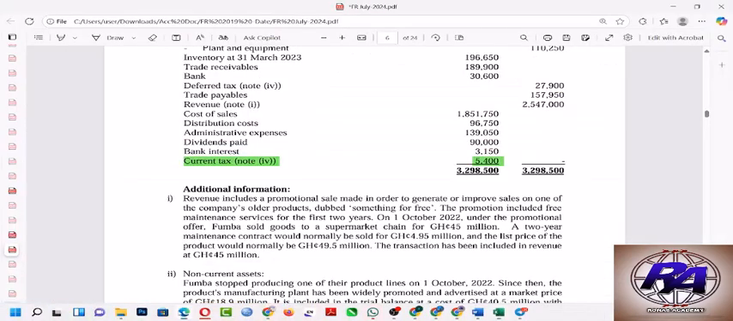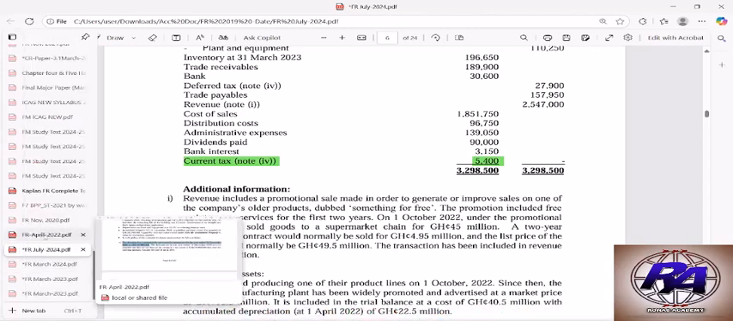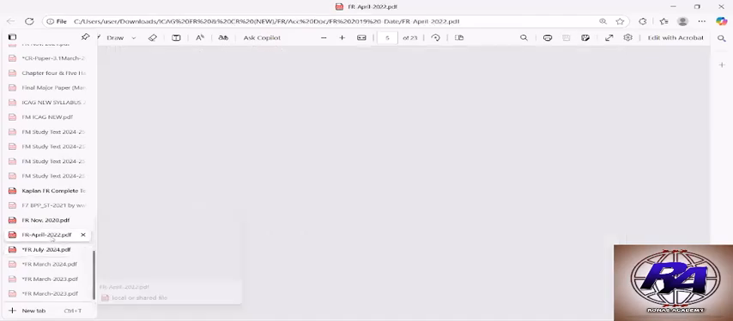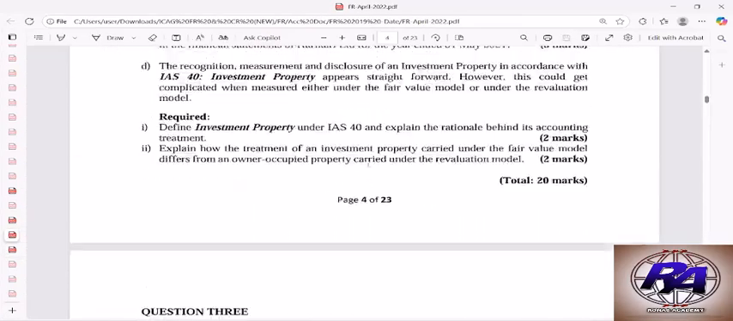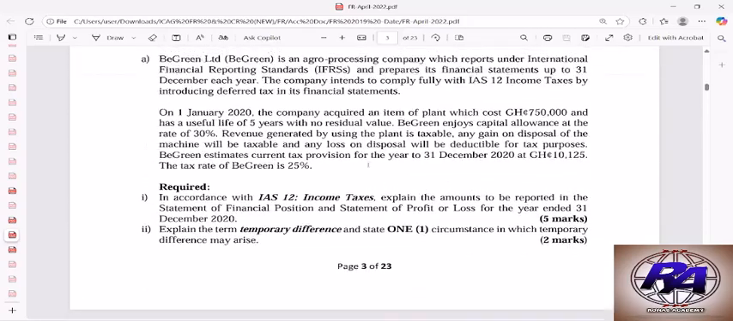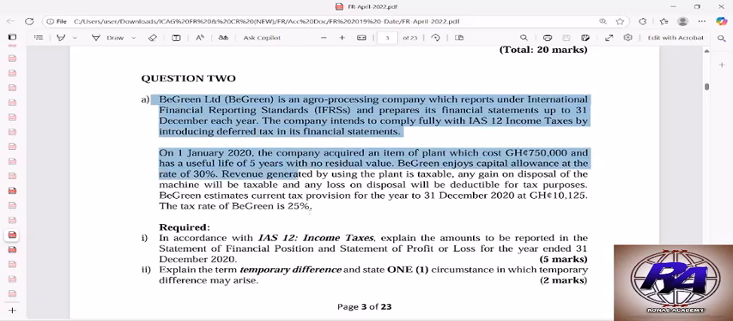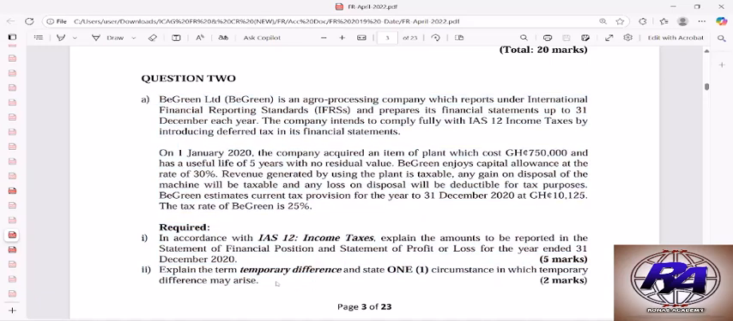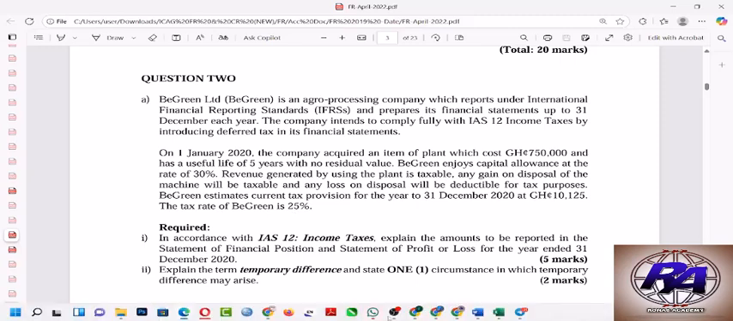If you care to know, let's go to this question. This is April 2022, that is ICAG. If you pick question 2, there's a full question on it over here, even how to explain the term temporary difference. You see, there's a full question on it. So the standard is a comprehensive one, and you need to get all the principles, so that anytime you find yourself having any question in front of you, you should be able to solve it.